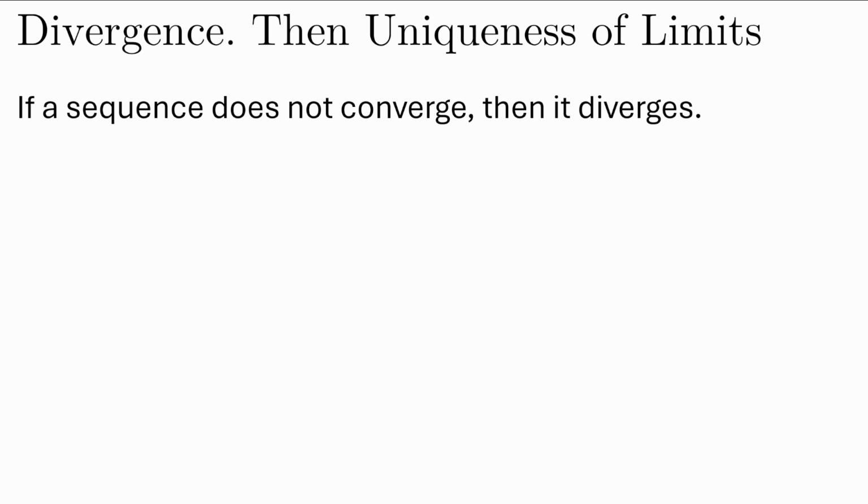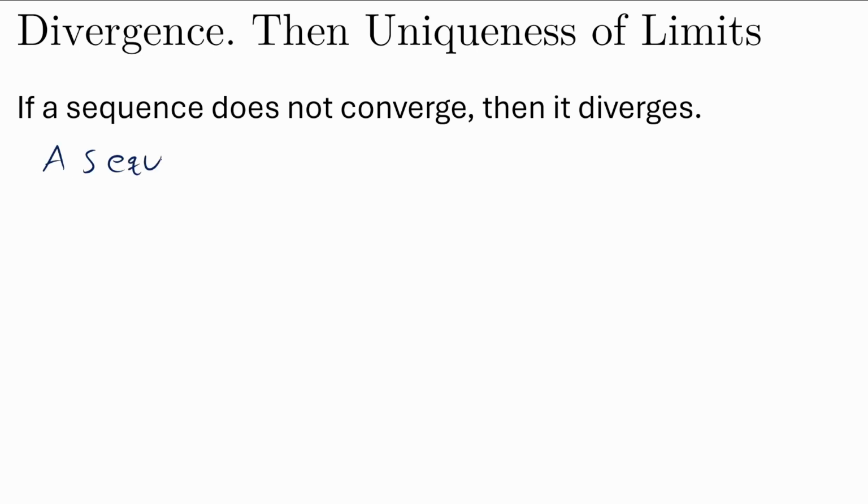Hi. Today, since last time we did a little bit about convergence of sequences, we're going to discuss not convergence, which is called divergence. A sequence can do one of two things. It can either diverge or converge. It always does one and not the other. So if a sequence doesn't converge, then it diverges. There are a few ways this can happen.